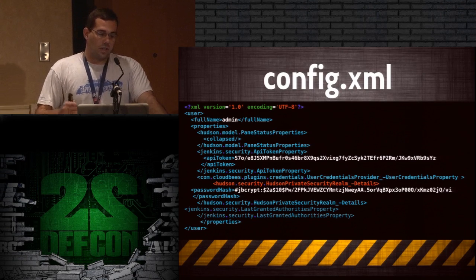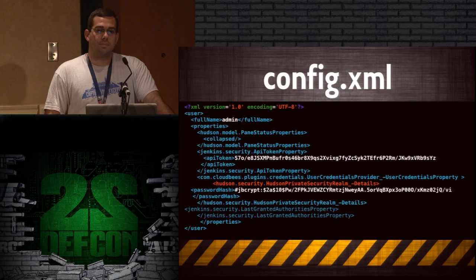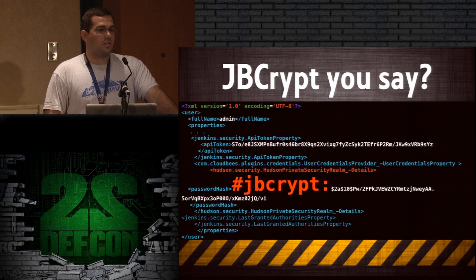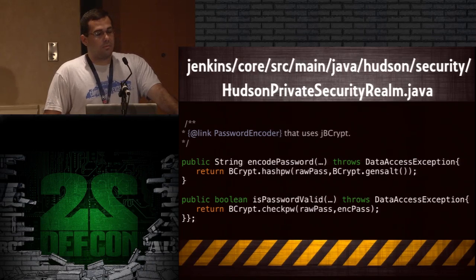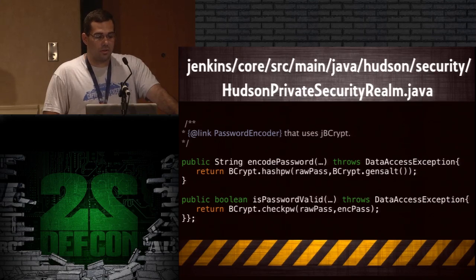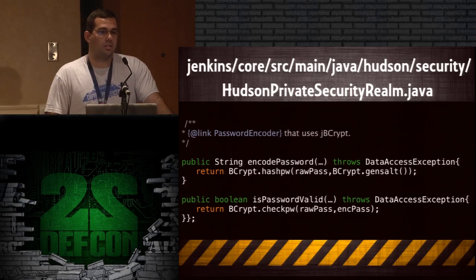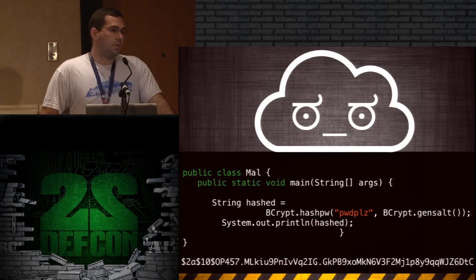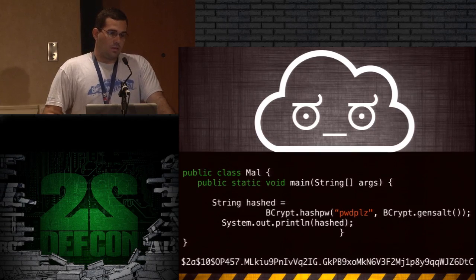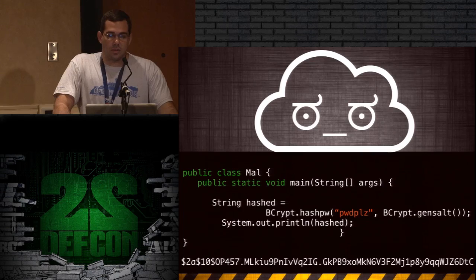You'll see that there's a username, a hashed API token, and a hashed password. What caught my attention is they're using JBCrypt. So I did some more digging, a lot more digging, all the way down to this file called HudsonPrivateSecurityRealm. And what you'll see is how Jenkins is actually encoding and storing passwords. Now, there's nothing really wrong with this, except that it's really easy to duplicate. Using this 3-line Java code, we can create hashes that are passable to Jenkins.